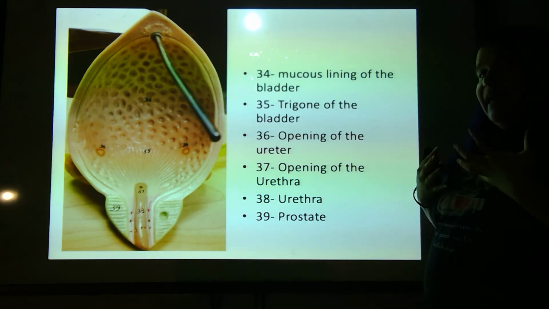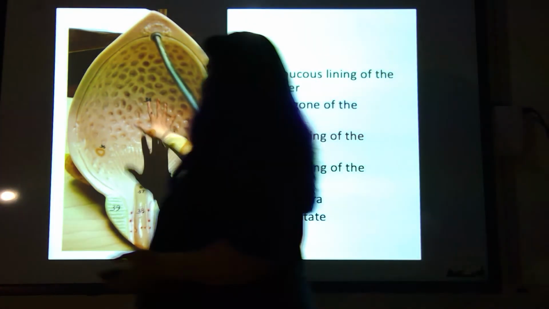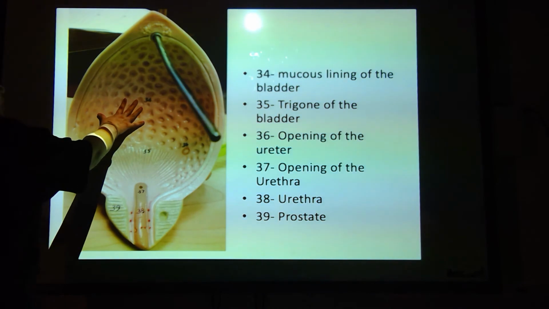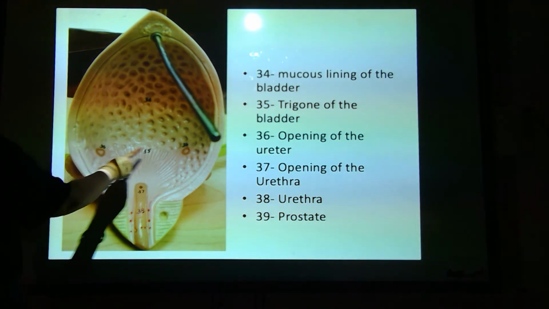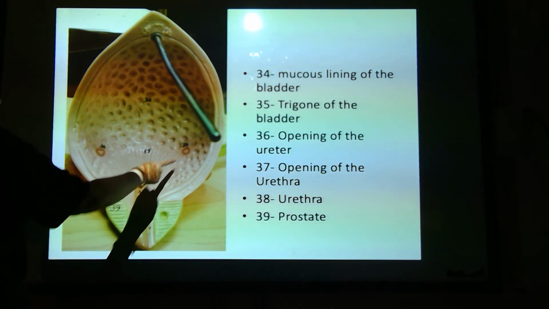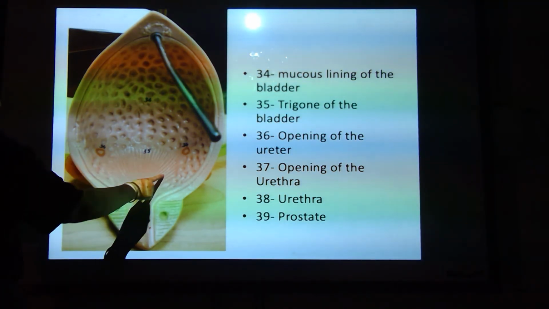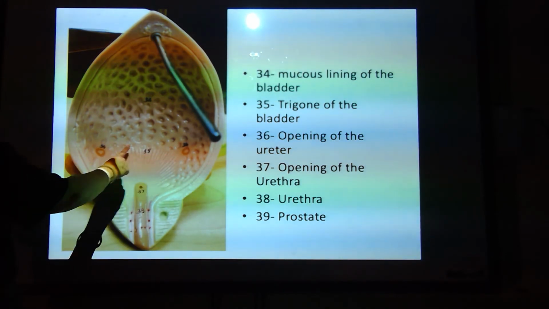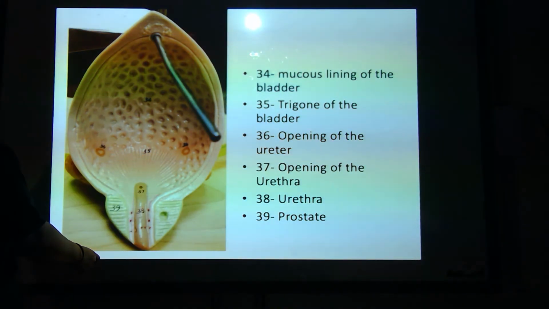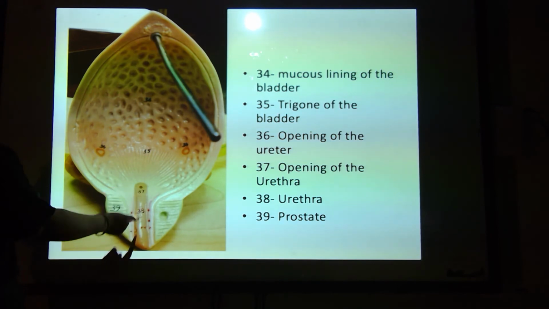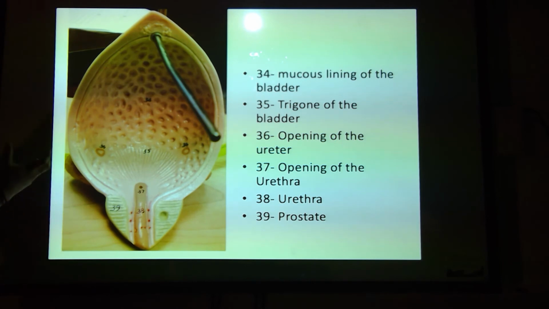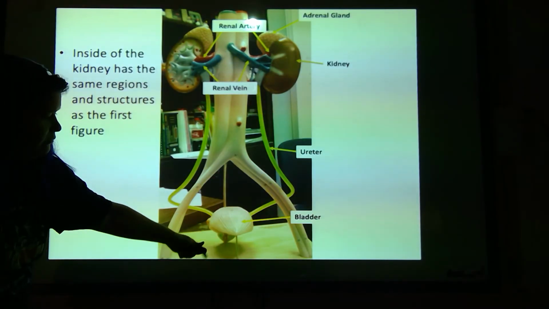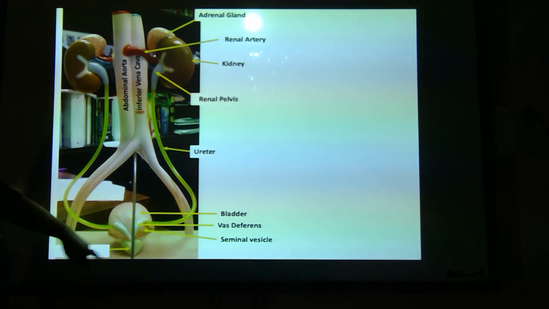Looking at the inside of the bladder, this would be the mucosa, which is transitional epithelium inside of the bladder. There are the two entryways for my ureters and the exit for my urethra. So this is the trigone. Number 35 is the trigone. Number 37 is the opening to the urethra. 38 is the urethra. And then 39 is the prostate that we were talking about earlier that we saw here. Well, actually here.